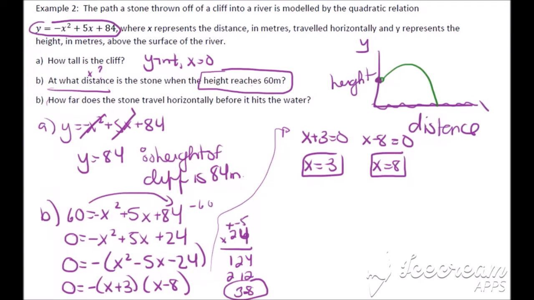So it wants to know at what distance does it reach 60? Well, we can't go back in distance, so x equals negative 3 doesn't work. Like this part of the graph doesn't exist. So this is called inadmissible. Okay, so we can say, therefore, at 8 meters, the stone is 60 meters high.